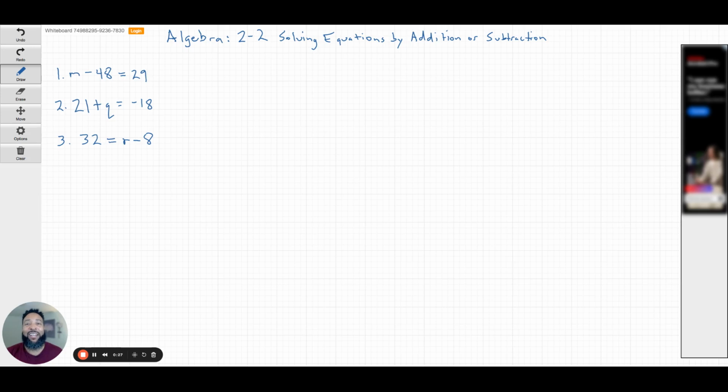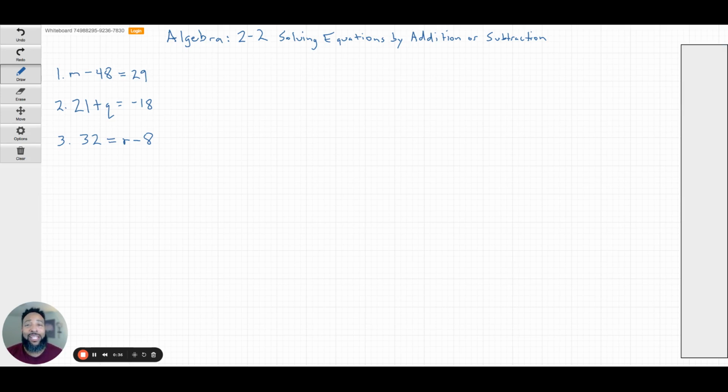Ladies and gentlemen, have you ever thought about solving an equation using addition or subtraction? When it comes to algebra, have you thought about what is an equation? Well, in this lesson, I'm going to give you three simple problems that we're going to solve using addition or subtraction. And so this is one of the building blocks that we'll be using for this algebra series. And so let's get started.